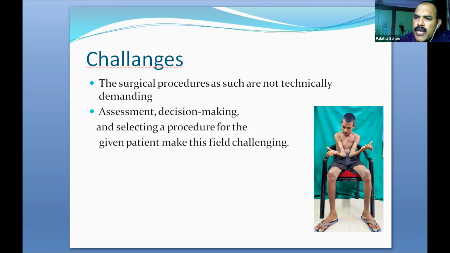So you may not be able to get 100% function, but it will certainly improve the appearance of the hand, improve the function of the hand, and also improve personal hygiene. That also matters. Okay, and that leads to a better self-image and permits better acceptance in society.